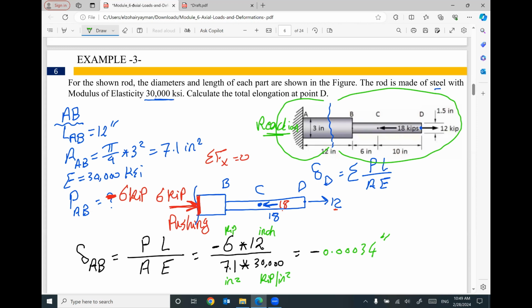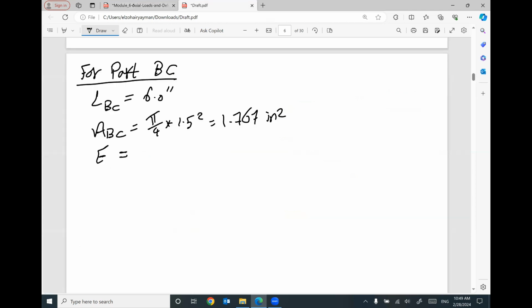1.5 square times pi divided by 4. Yes. Let me check. Yeah, we are good. What is the Young's modulus of this part? It's the same material, so it will be 30,000 ksi. What is the force in part BC?